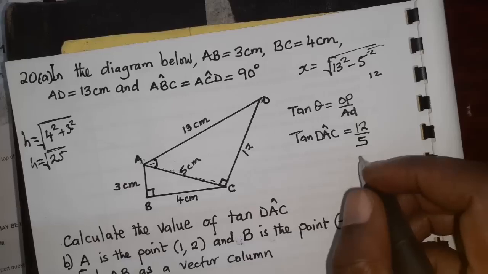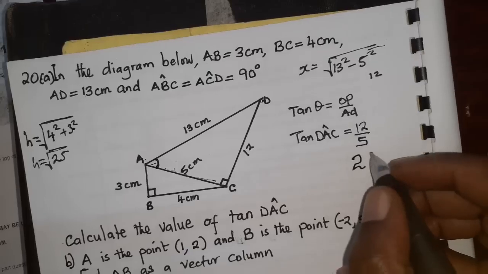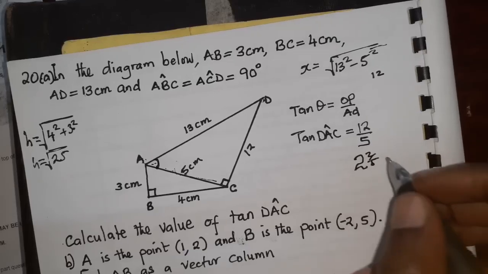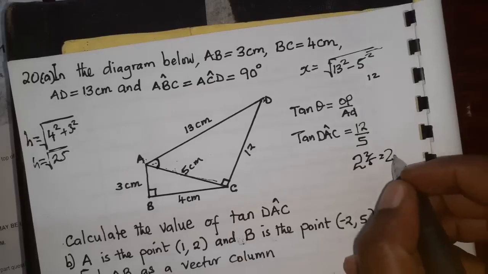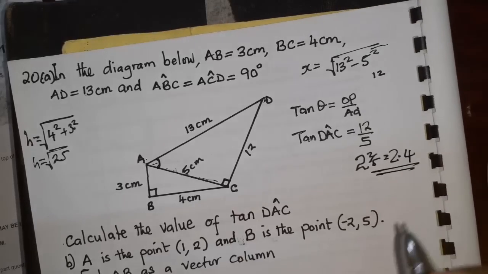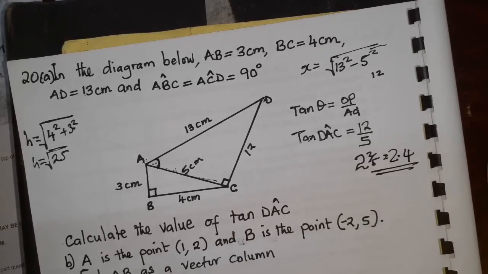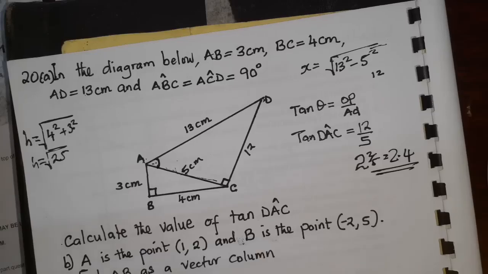Then when you divide here, what do you get? This is going to give you 12 over 5, or 2.4. That's what you are going to get. I hope that is clear.